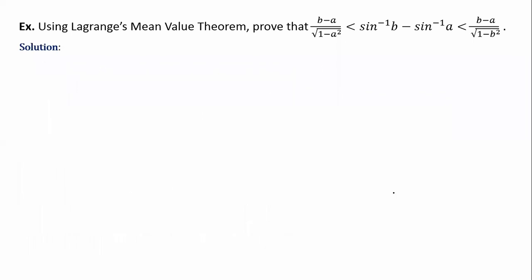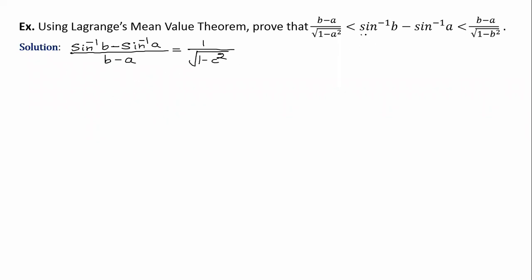So please help me now. We have written, now to solve it further. f of x equals sine inverse of x. So f of b will be equal to sine inverse of b, minus f of a, that will be sine inverse of a. (f of b minus f of a) upon (b minus a) is equal to f dash of c. Now f dash of x is 1 upon square root of 1 minus x square. So f dash of c will be 1 upon square root of 1 minus c square.